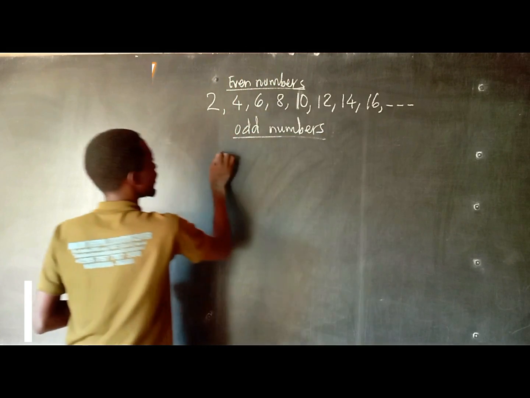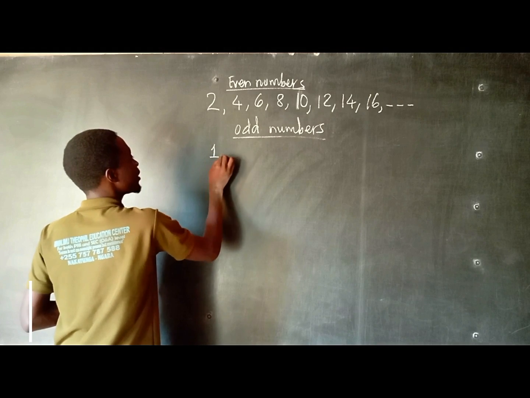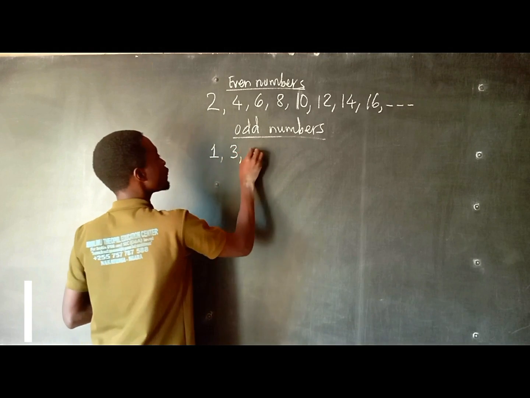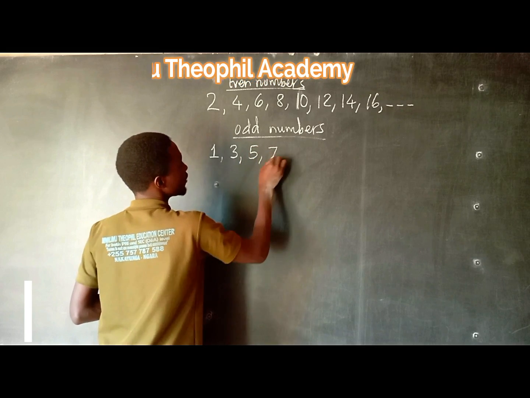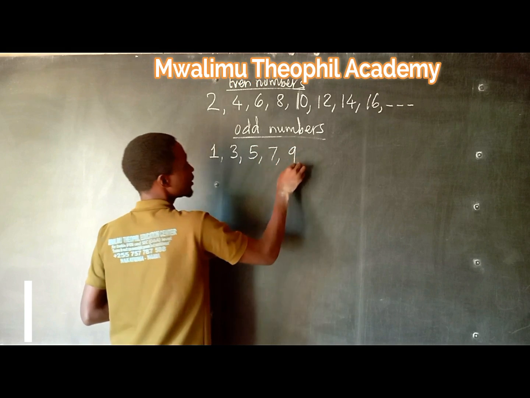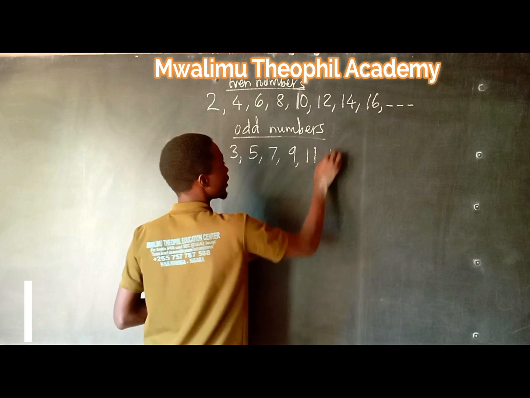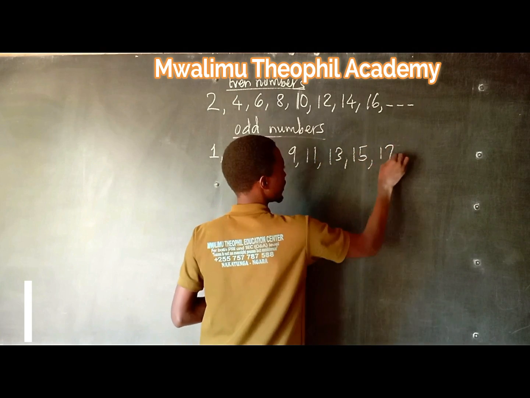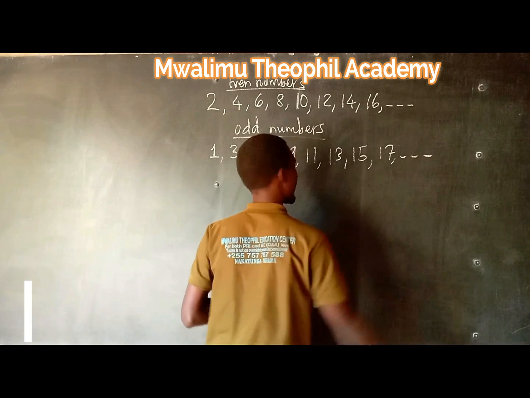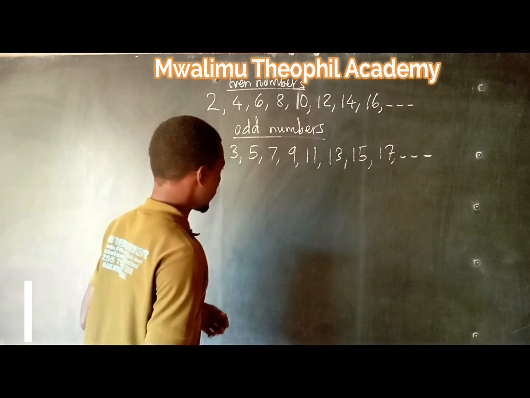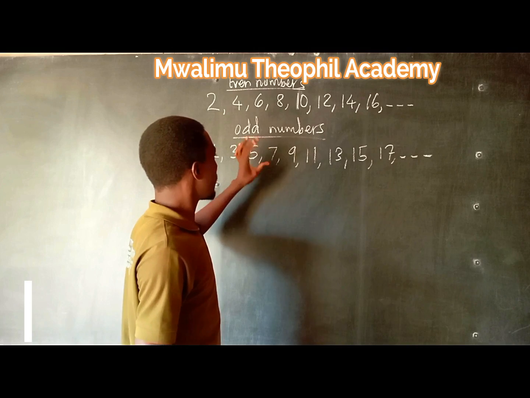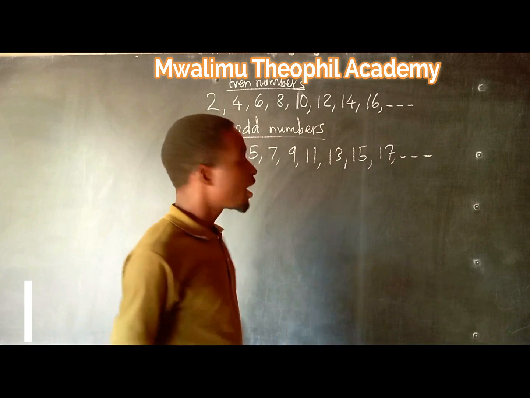As I've said, odd numbers are those numbers which are not divisible by 2 completely. Examples of odd numbers: we have 1, 3, all of these are not divisible by 2. We have 5, 7, 9, 11, 13, 15, 17, etc. Now, this is all about odd numbers.